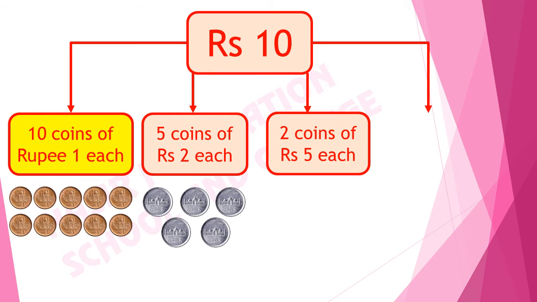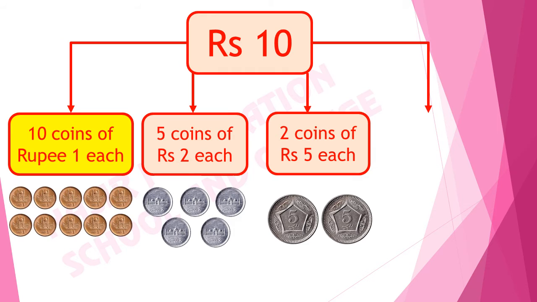Here is another way for having rupee 10. If we have 2 coins of rupee 5 each, we get 10. 5 into 2 we get 10. As there are 2 coins of rupee 5 each, it makes 10.